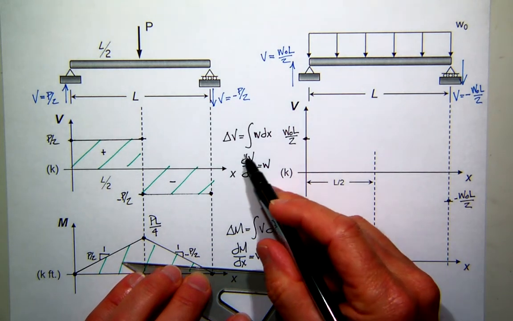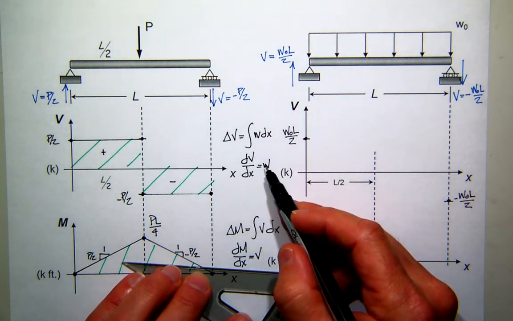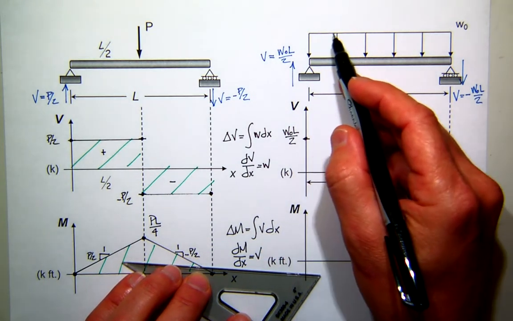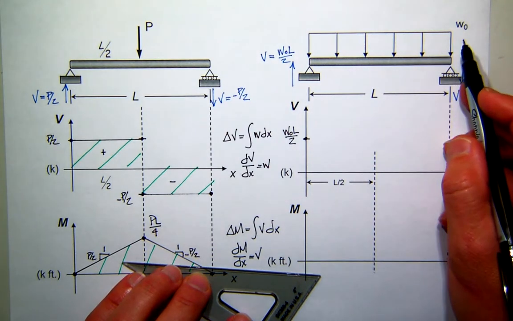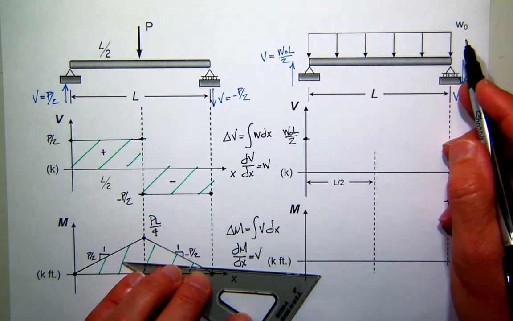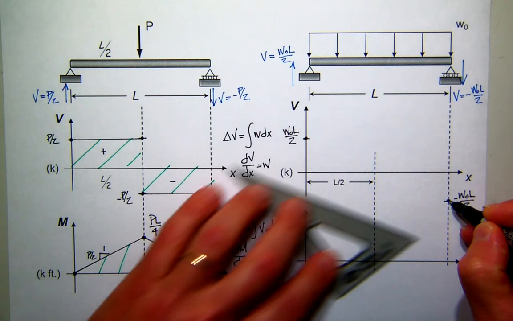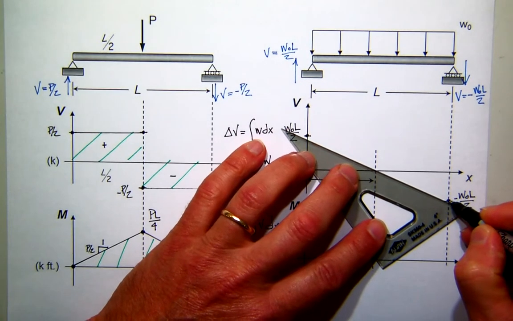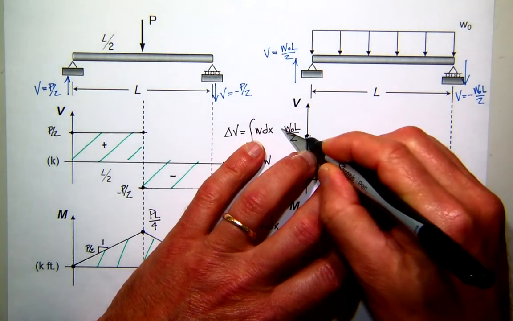Well, the slope of the shear diagram should be equal to the load, and the load is constant. And what kind of value is it? Positive or negative? Negative. So it should be a constant slope. I'm not going to be able to get this to scale. I'm trying to squeeze it in. There it goes.